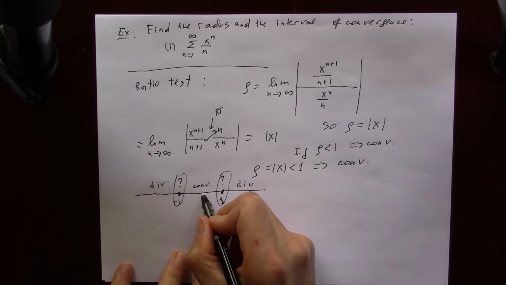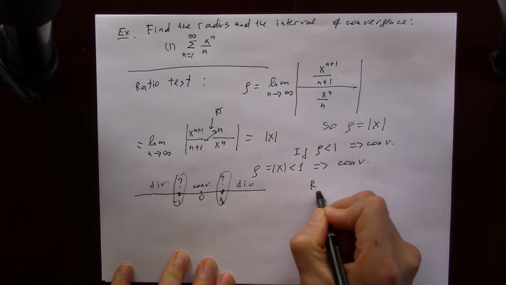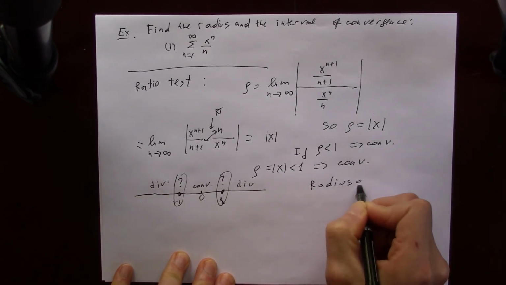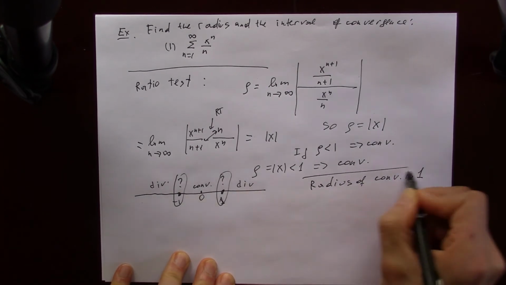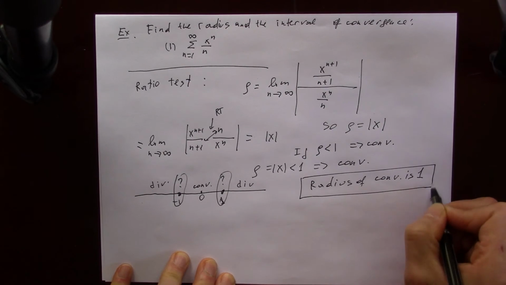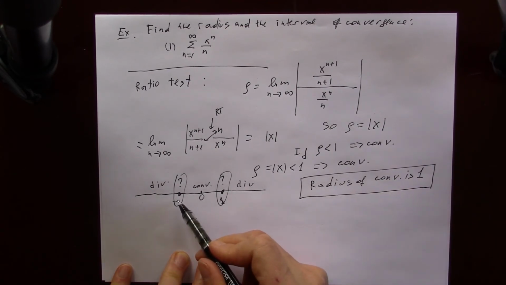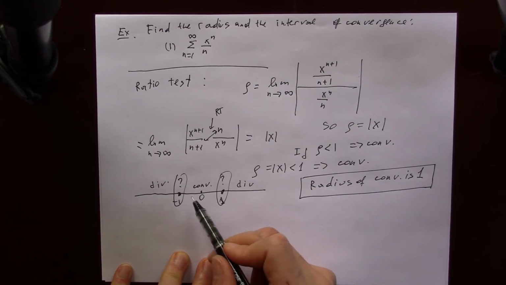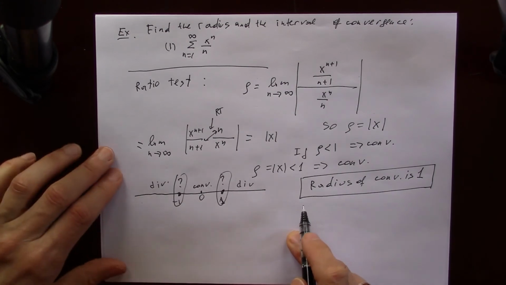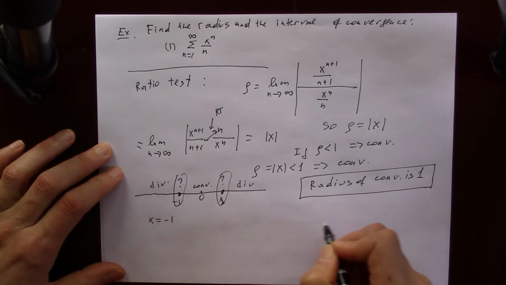So just looking at that, you see that the center is 0, so from 0 to 1 and -1 to 0, our radius of convergence is 1. Now to find the interval of convergence, we need to figure out what is happening at x equals -1 and at x equals 1. So we need to figure out what is happening at the endpoints of the interval, x equals -1 and x equals 1.